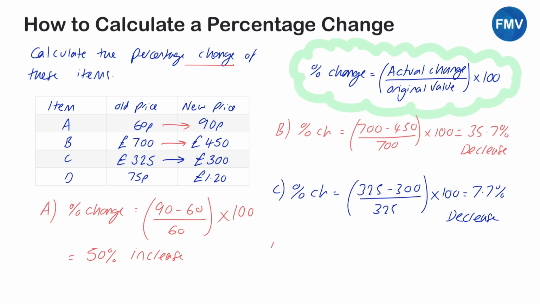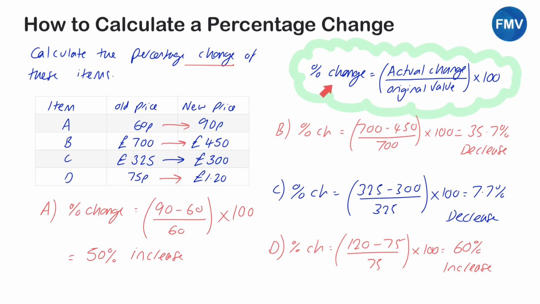And our last question, D, percentage change is the actual change. Now notice in this one I've got it in pence and pounds. Clearly I need to put it all in pence first. So we're going to go 120 pence minus 75 pence divided by the original, which is 75. Now we times that by 100, and that is a 60% increase.